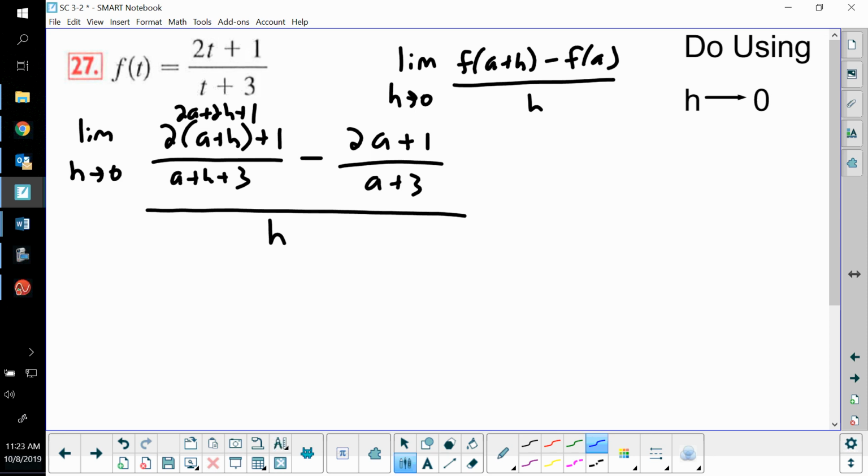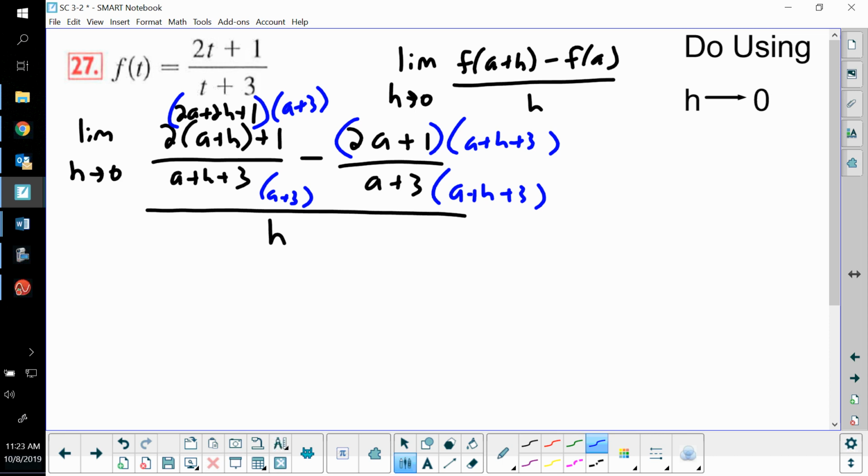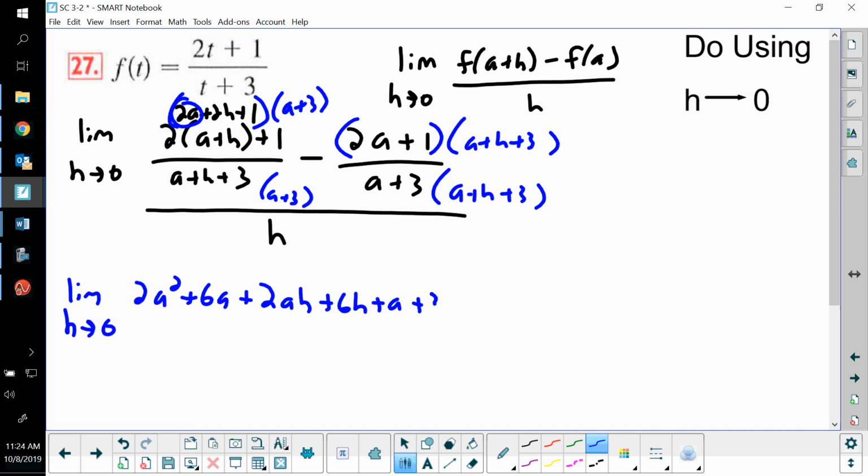And things are pretty similar as last time. We're going to get a common denominator. We got to multiply top and bottom here by a plus h plus 3, and top and bottom here by a plus 3. So it's going to be messy. So if we take 2a here and distribute it through, we'll get 2a squared plus 6a. Take the 2h and distribute it through, you get 2ah plus 6h. Take the 1 and distribute it through, you'll get a plus 3.